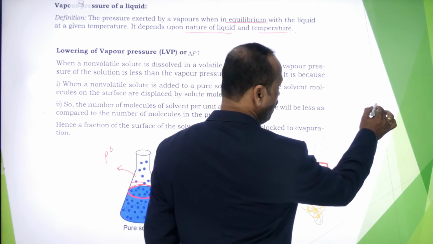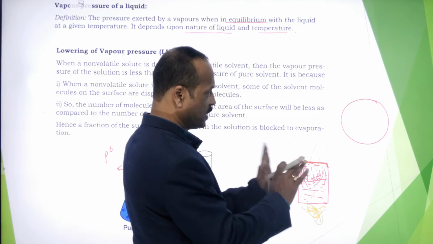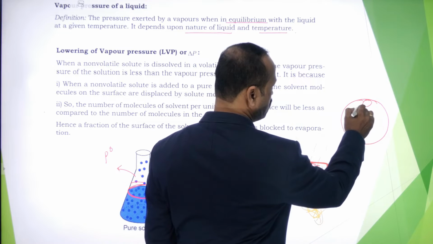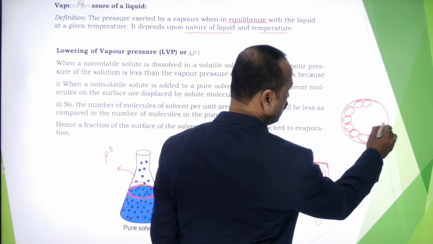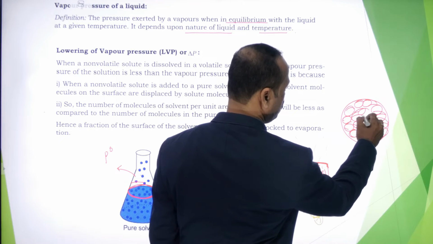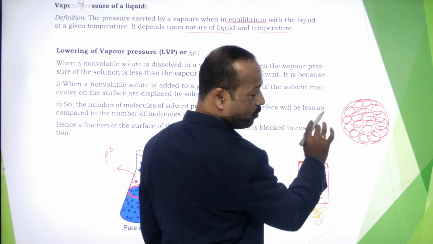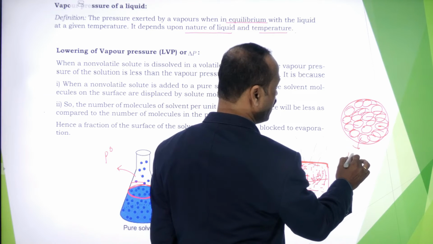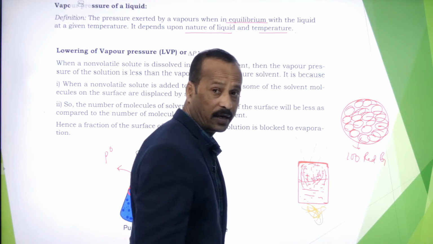Okay, see once again. For example, we have one tub. In this you are keeping only red color balls, like this. Now just see, on the surface, how many red color balls are there? Let's imagine that some 100 red color balls are there, right?